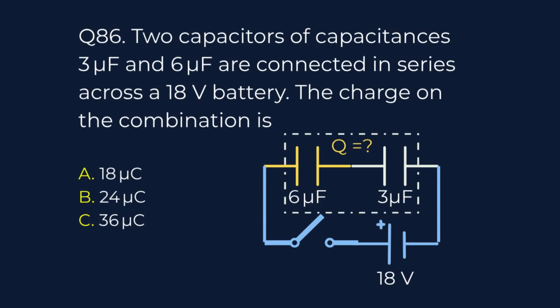Question 86. Two capacitors of capacitances 3 microfarad and 6 microfarad are connected in series across an 18-volt battery. The charge on the combination is: a) 18 microcoulomb, b) 24 microcoulomb, c) 36 microcoulomb.